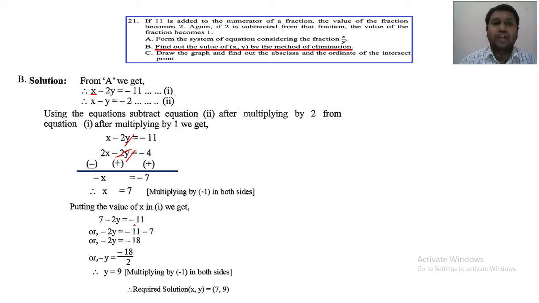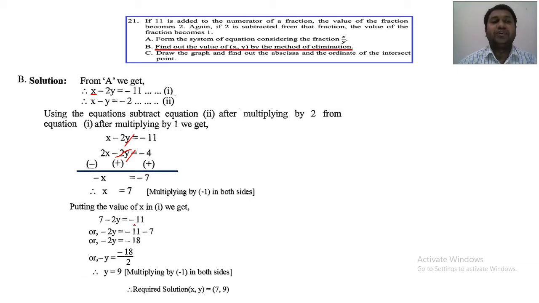That is our solution. The question told us to find the value of x and y. Sometimes you may be told to find the fraction, and then you have to write it as a fraction. You cannot write it like this, x comma y equals 7 comma 9. So be careful about what the question is asking you to find out, so we don't lose any marks in the GST examination.